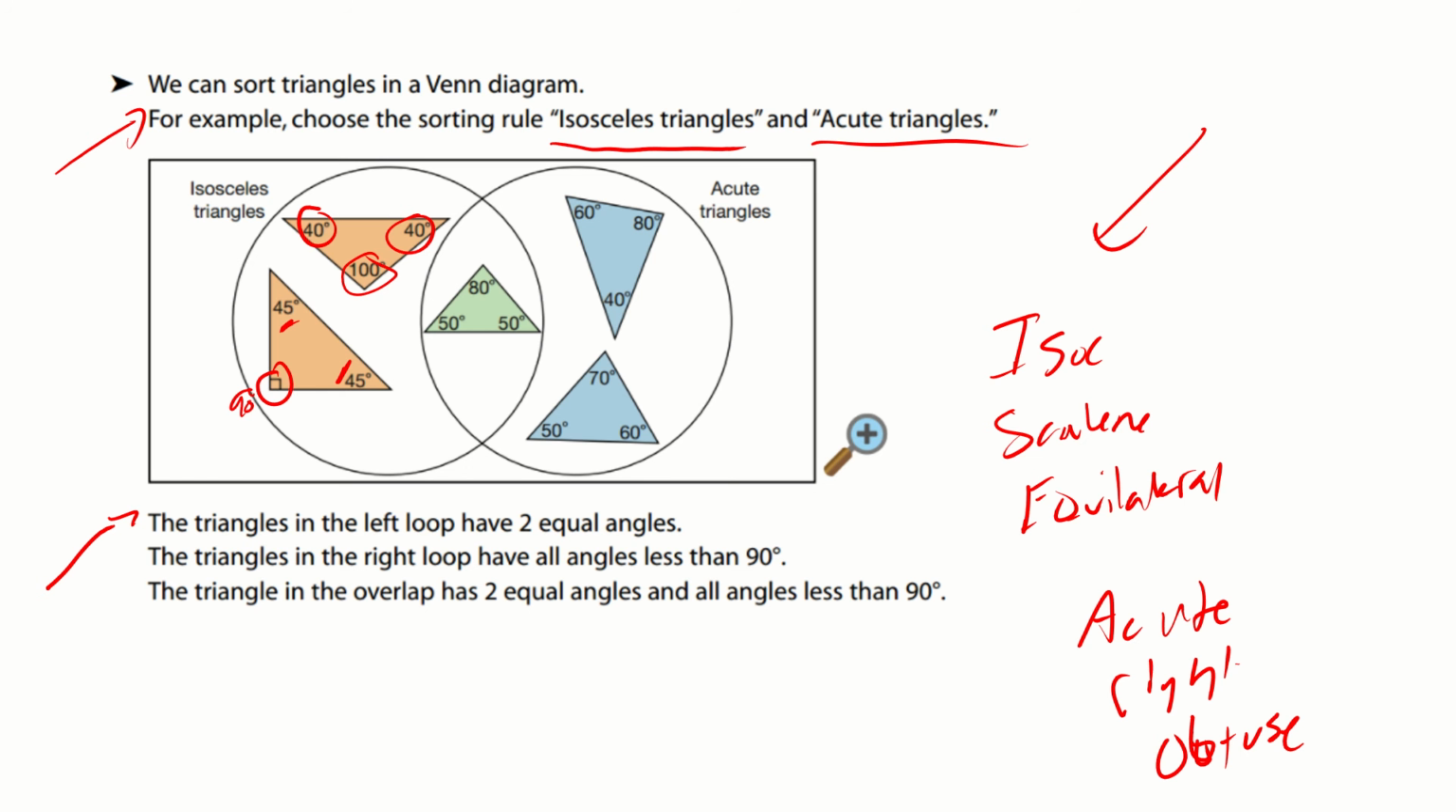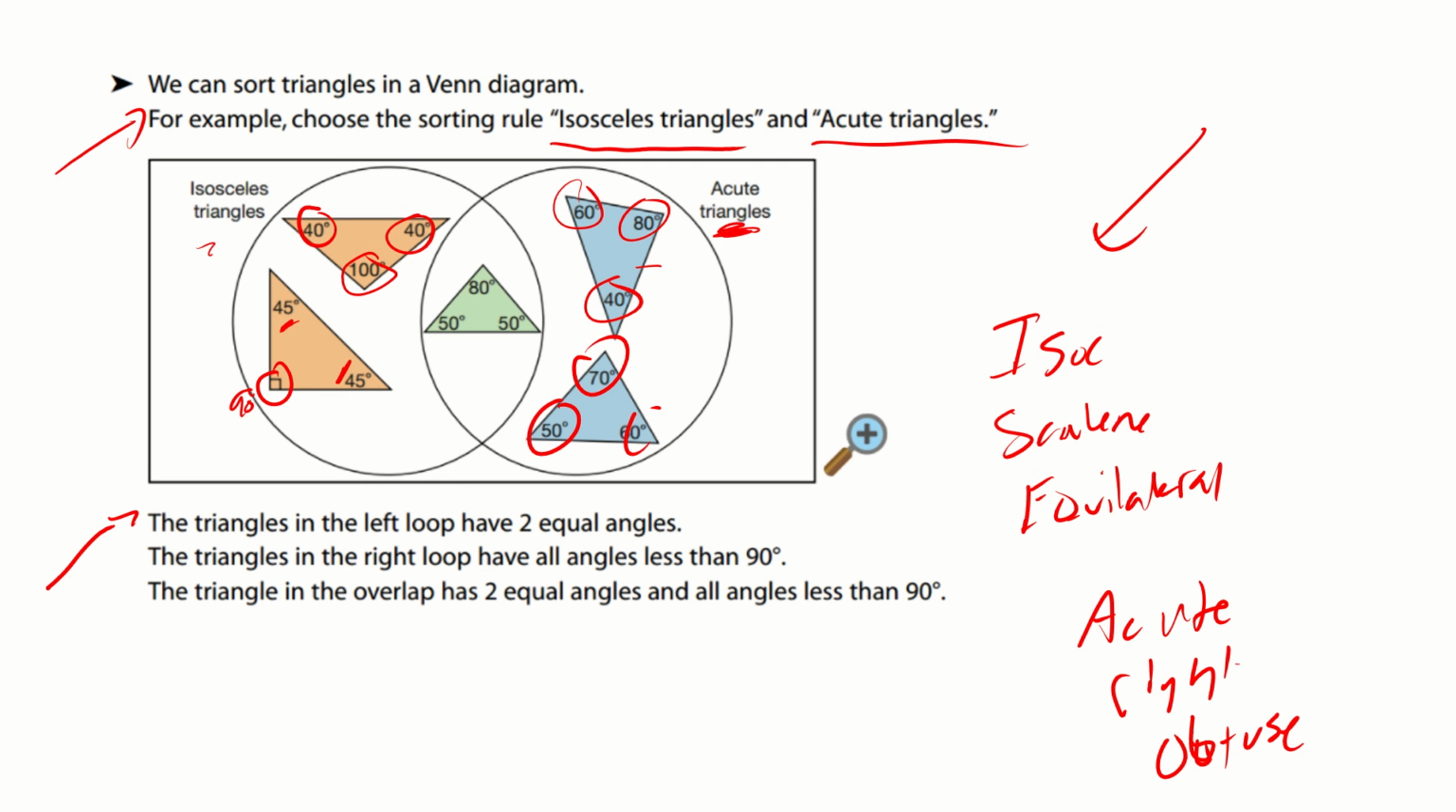All right, now we look at these triangles. This one is an example of a scalene, okay? There's three different angles. However, we're not comparing scalene here, okay? So this one goes in the acute section because all the angles are less than 90 degrees. Same thing here, 50, 60, 70. Scalene triangle, okay? However, they're all less than 90, so it's acute.